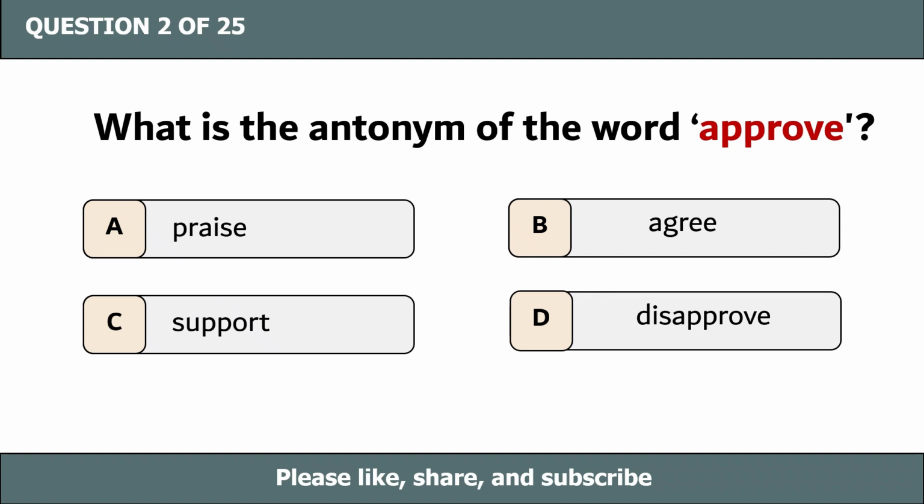Question 2. What is the antonym of the word approve? The correct option is D. Disapprove.